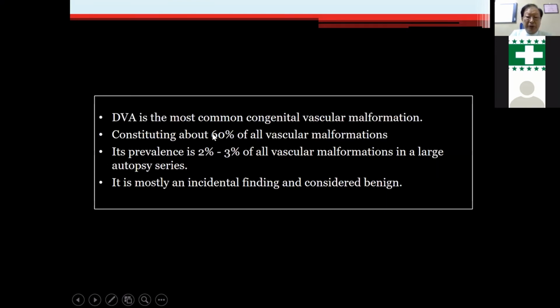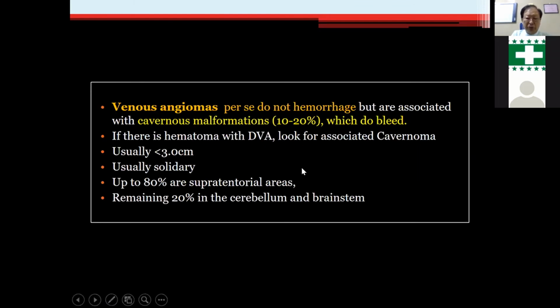The DVA is mostly congenital. It constitutes about 60% of malformations. The incidence of DVA is 2 to 3% in general autopsy series. So mostly this is an incidental finding, and very, very rarely do they bleed. It is very unusual for them to bleed.